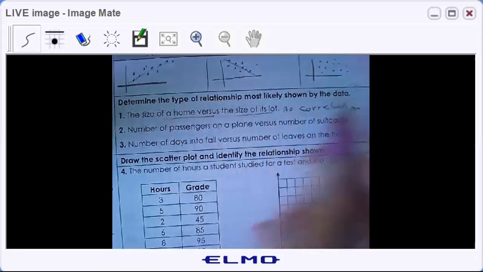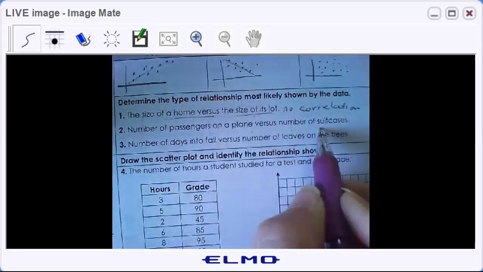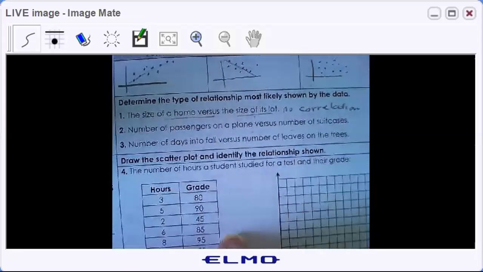Okay, the number of passengers on a plane versus the number of suitcases. Now, I don't know how many of y'all have flown before, but I fly about once a year. I go to a conference every year. This year it got canceled. But what happens is you're allowed one suitcase, one carry-on, pretty much. You can bring more than that, and some people do bring more than that.